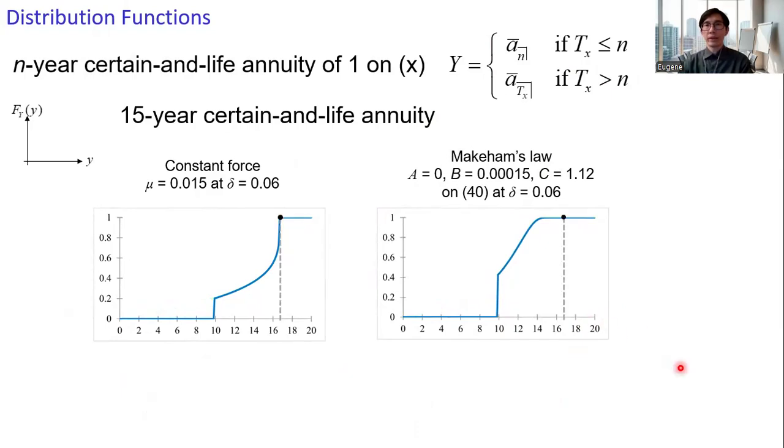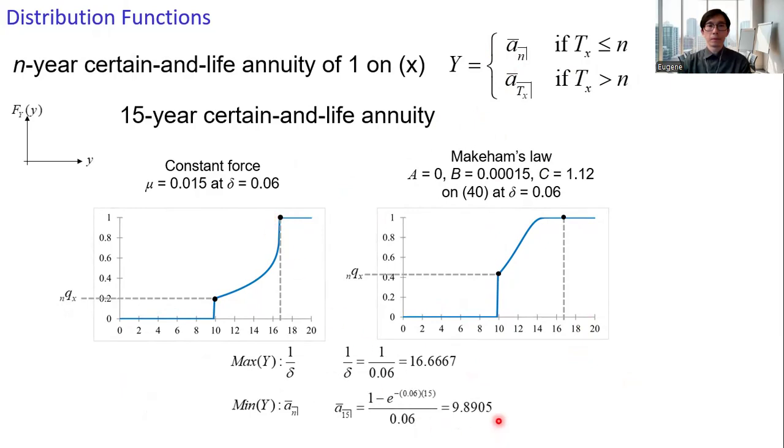All right, so the maximum value for Y is still 1 over delta. And then the minimum value for Y is a-bar angle n, in this case, a-bar angle 15. And the probability mass at this value for Y is nq_x. And these are the typical graphs of the CDF for the n-year certain and life annuity.